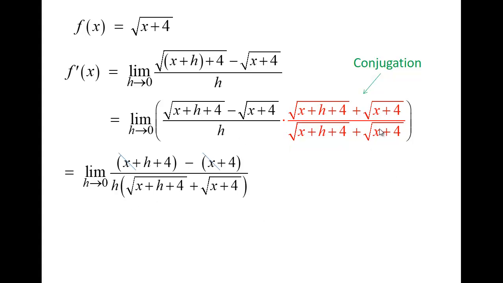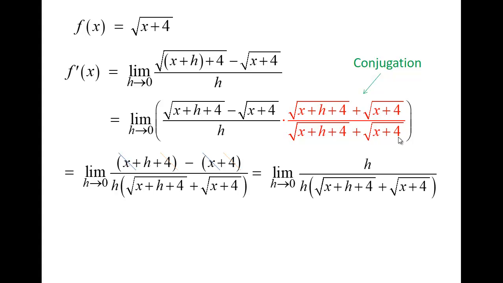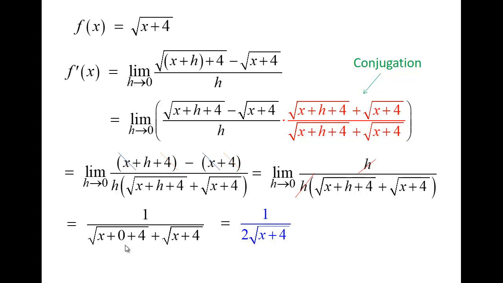And then you can see that we can simplify the numerator, and we get h divided by h times this quantity. H cancels out. So we get 1 over this quantity, and then when we take the limit, when you plug in 0 for h, we get this. So I get root of x plus 4 plus root of x plus 4, so that's 2 root of x plus 4, and so that is the derivative of f.